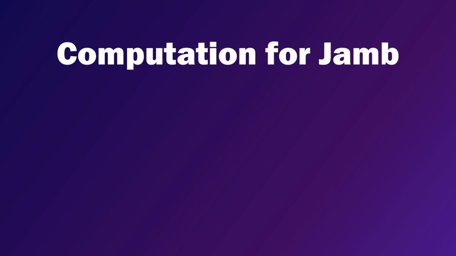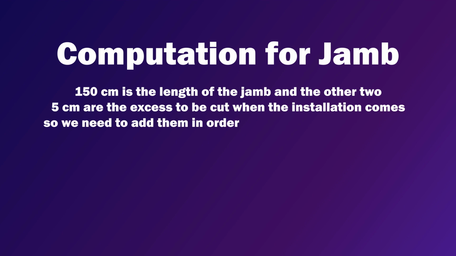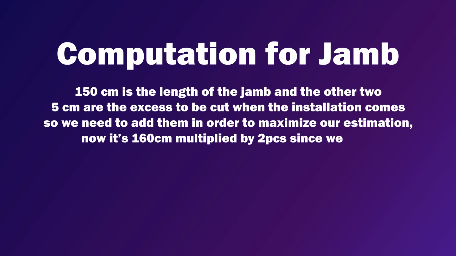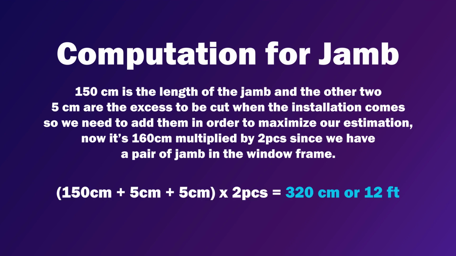As the solution shows in number 1, the material is jamb. In this case, we are computing for the length of the jamb first. 150 cm is the length of the jamb and the other two 5 cm are the excess to be cut when the installation comes, so we need to add them in order to maximize our estimation. Now it's 160 cm multiplied by 2 pieces since we have a pair of jambs in the window frame, and the answer will be 320 cm or 12 feet, and this is for our length.